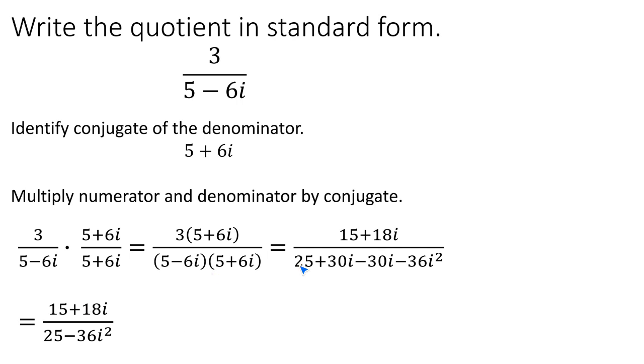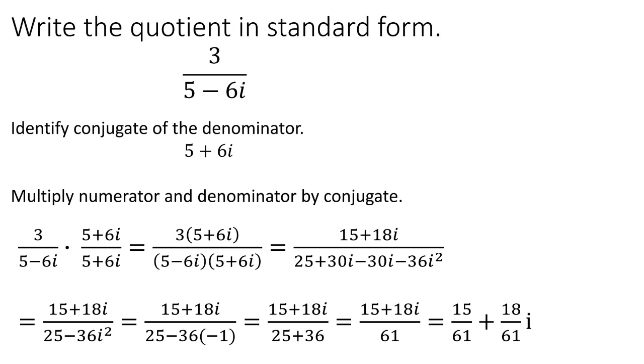And then we have 25. The 30i and the negative 30i become 0. And then the i squared, we can replace it with a -1. So we have 25 minus 36 times -1. So that's going to be positive. 25 plus 36 is 61.